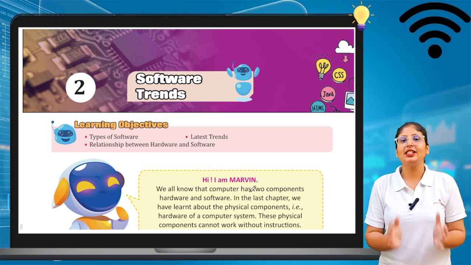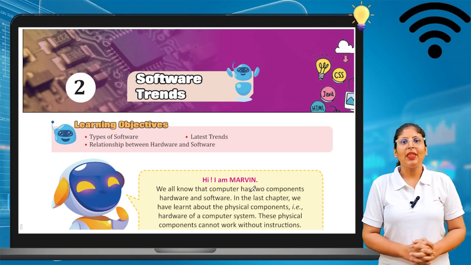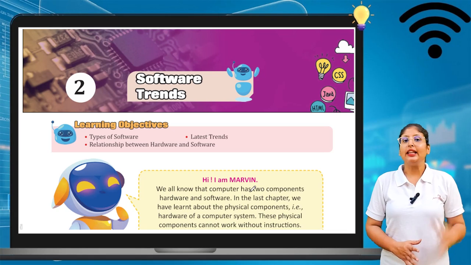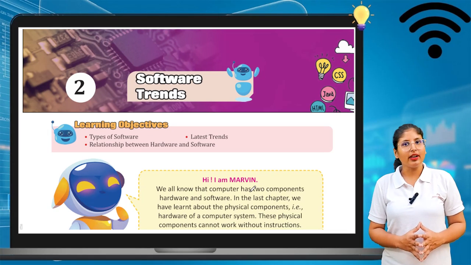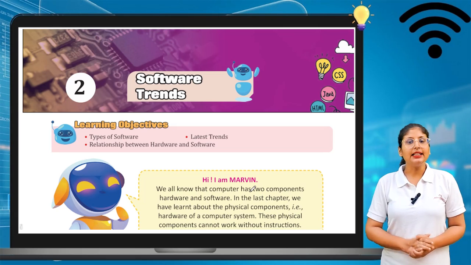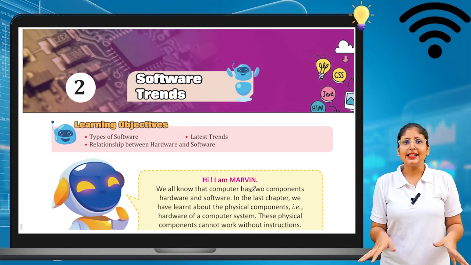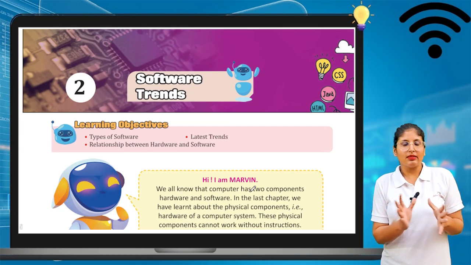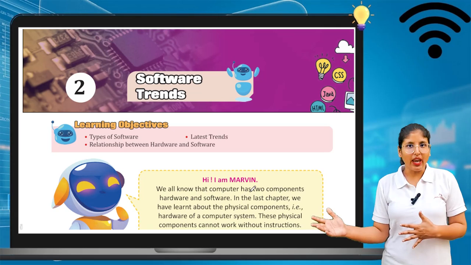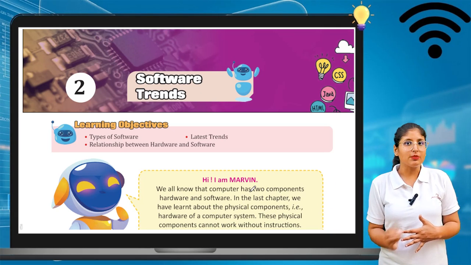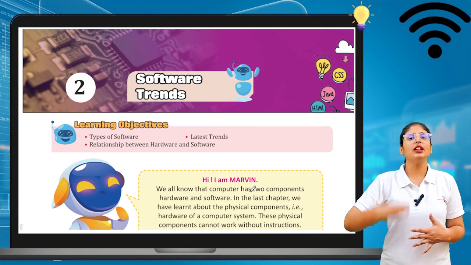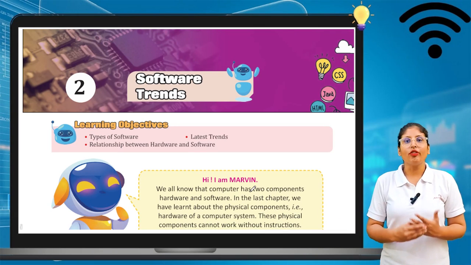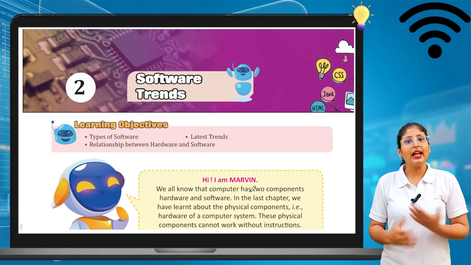This class we will start chapter number 2 of your book. I hope you revised the previous chapter, chapter number 1. In the previous chapter we already discussed hardware and its components. In this class, we will see about software, because we have to do it one by one. I know you know about software, but in this class we will see it in detail. What is software? What are its types? What are the categories of software?